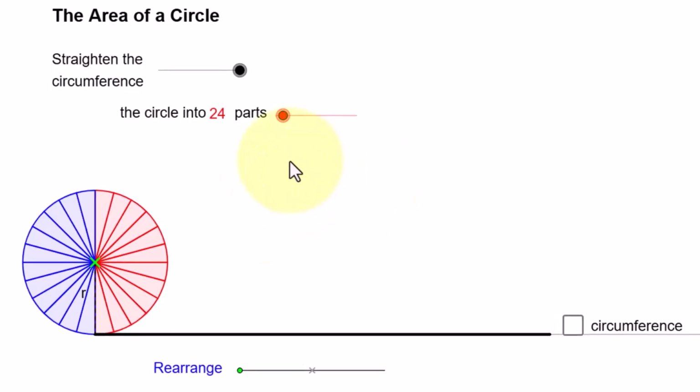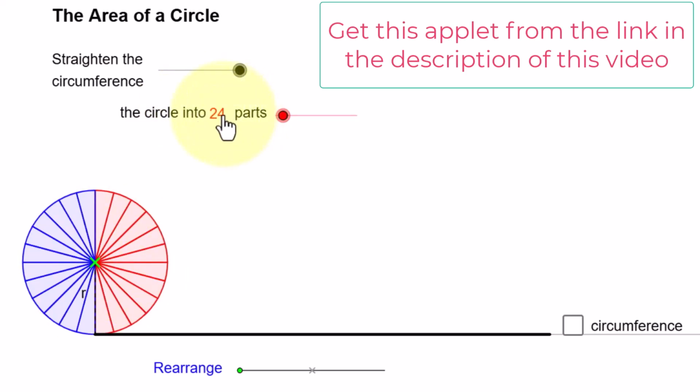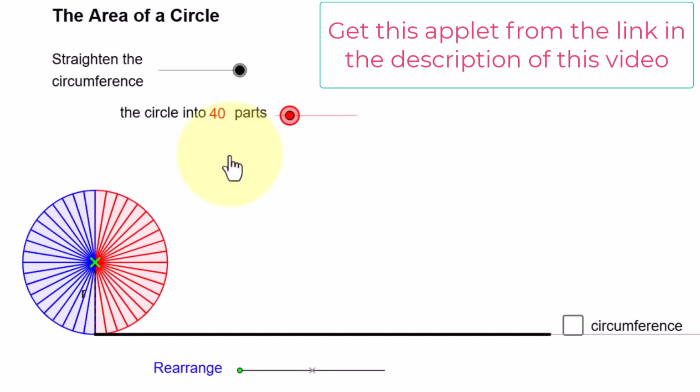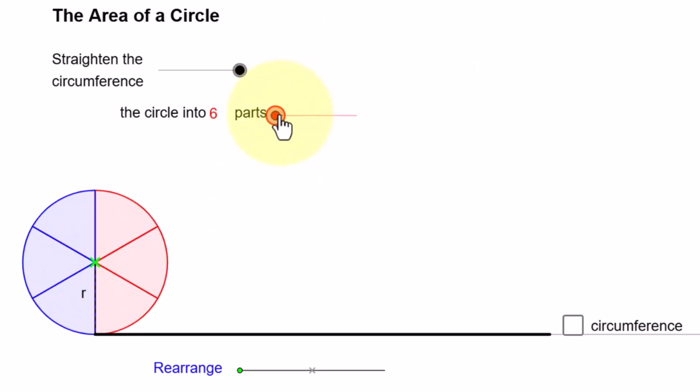This applet will help you to understand how the area of a circle came into existence, which is pi r square. Now, if you study this applet very well, you will discover that this is a circle. It's divided into 24 equal parts. You can change the number of divisions here and say this is 40 equal divisions. You can reduce it to 6, which is the smallest I have here. But let me do something like 12. Let me divide it into 12 equal parts. So you can see the circle is divided into 12 equal parts.